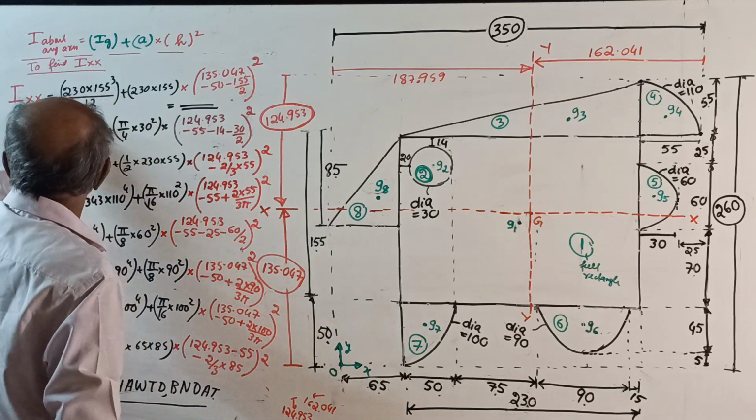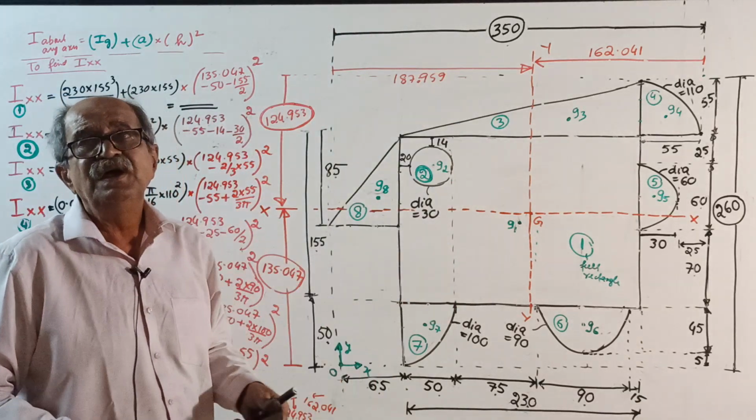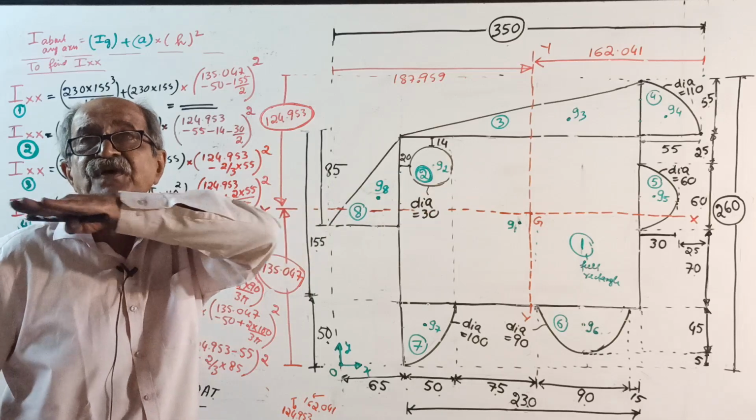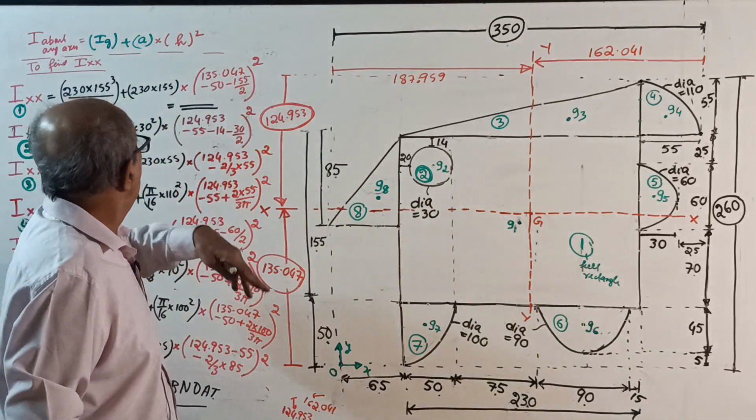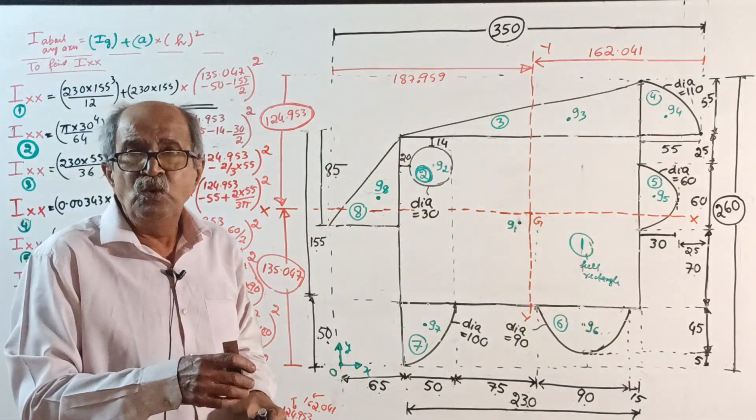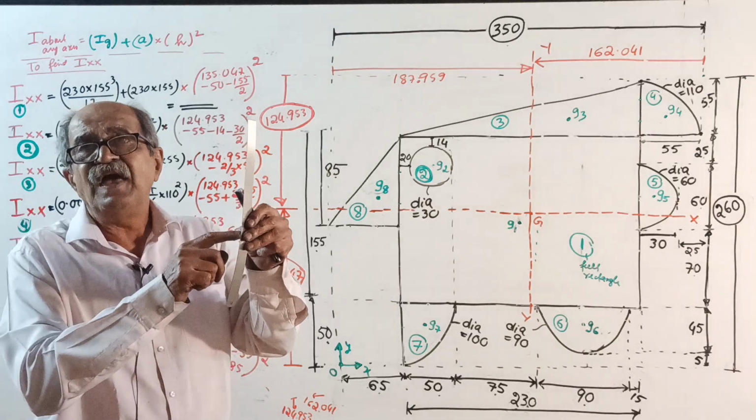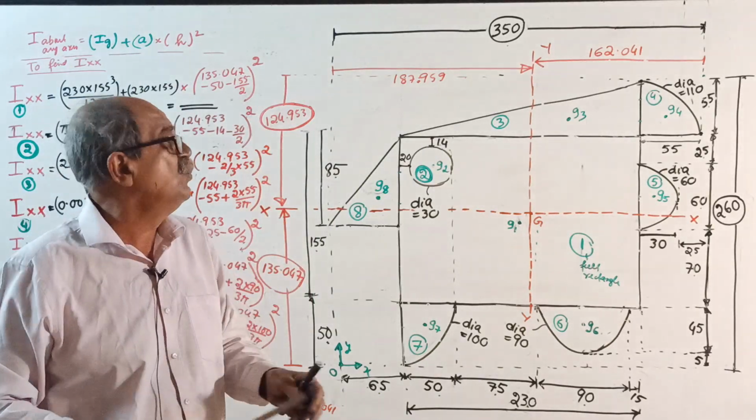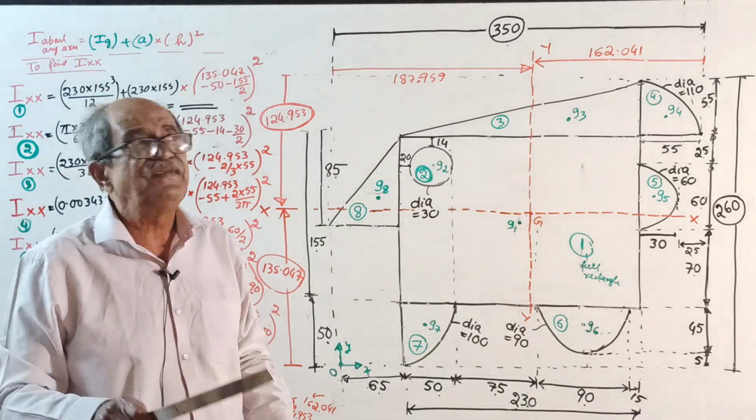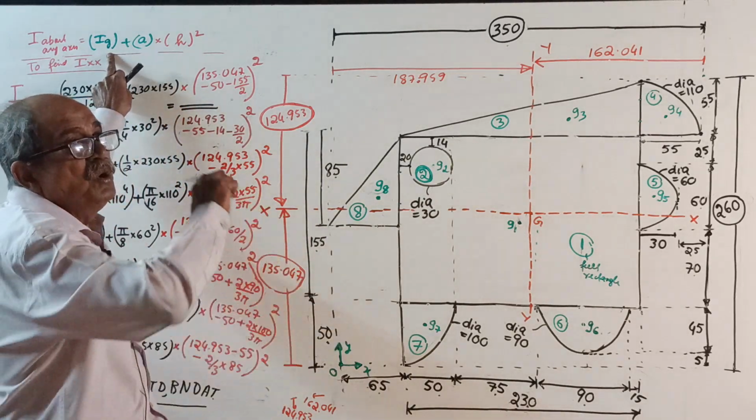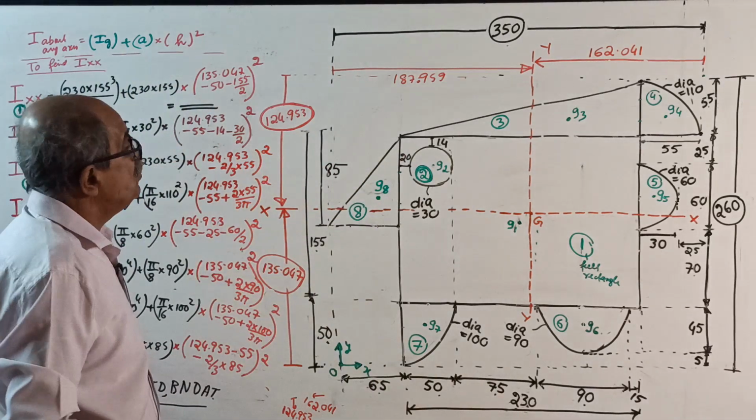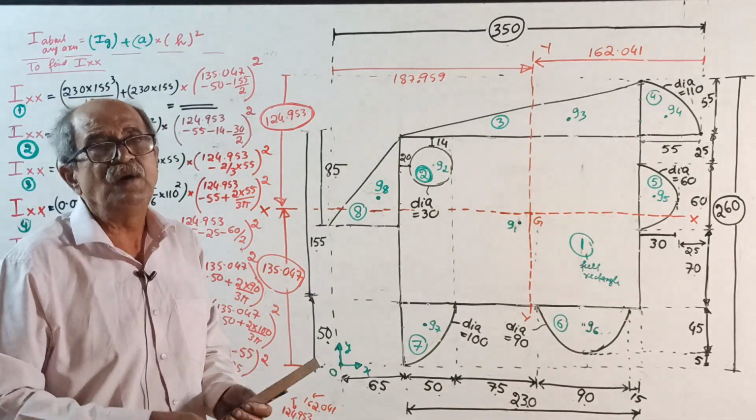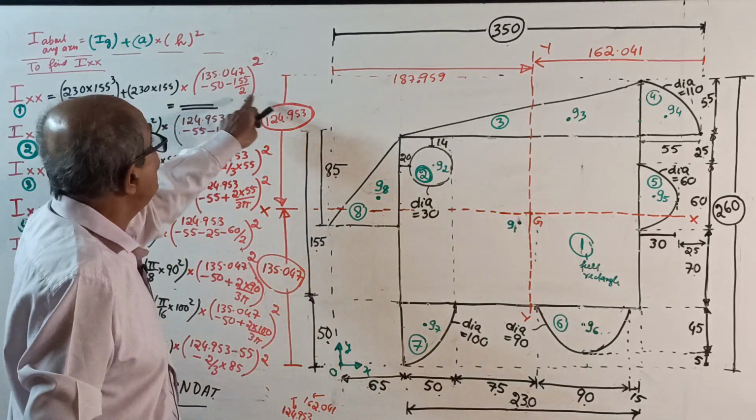So when you do I about XX, for all the 8 parts you should consider its own centroidal axis parallel to XX, meaning the horizontal centroidal axis. Later, when I go for I about YY, its own centroidal axis means the axis passing through its centroid parallel to YY, or the vertical centroidal axis. So remember, when you find Ixx, I_G is about the horizontal centroidal axis. When you do I about YY, I_G is about the vertical, its own centroidal axis. Now I will not tell h, I will explain it once again.